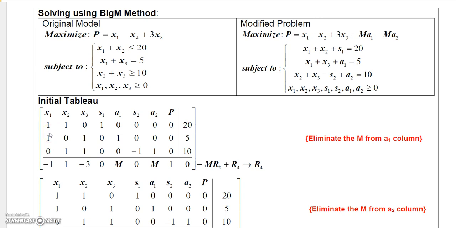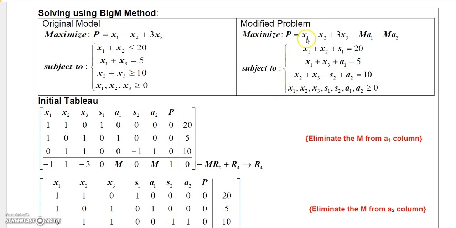So my first equation is 1x1 plus 1x2 plus 1s1 equals 20. My second one is 1x1 plus 1x3 plus a1 equals 5. And then my third one, I don't have an x1, but I do have a 1x2 plus 1x3 minus s2. So I have a minus 1 here, and then 1a2 equals 10.